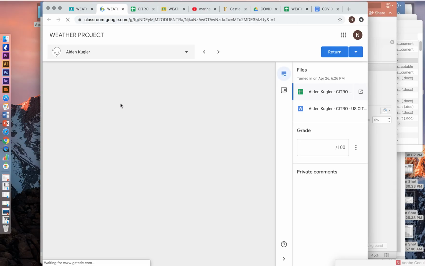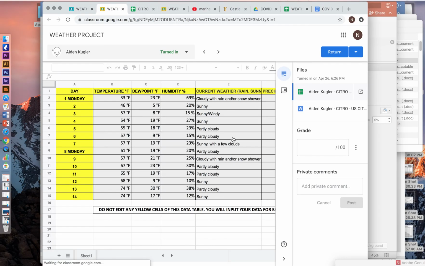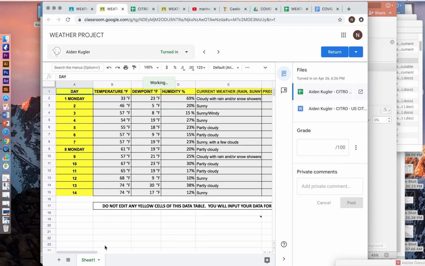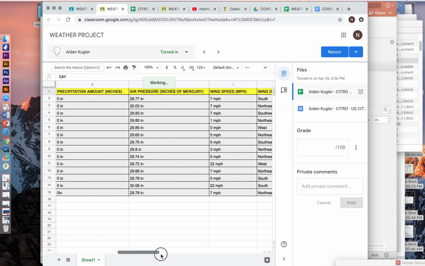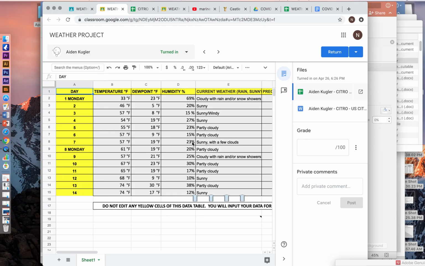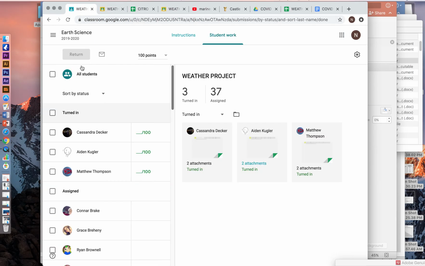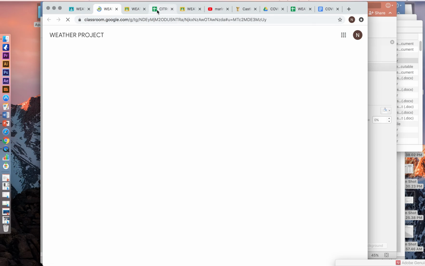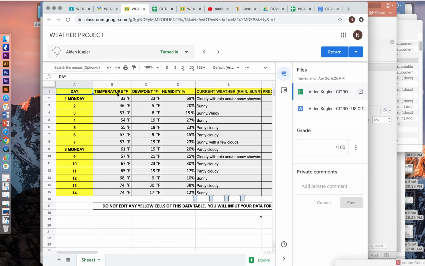I'm going to use Aiden's as an example. Thank you, Aiden. I hope that's okay. And this is his data. It looks fantastic. He has everything filled out. You're just going to submit that today or at some point this week, preferably today, so that I can make sure that you have all of your data for every day. You can't create the graphs if you're missing a day here.